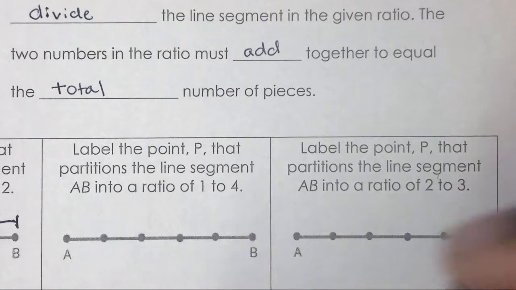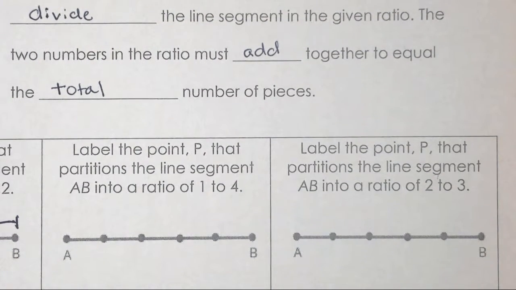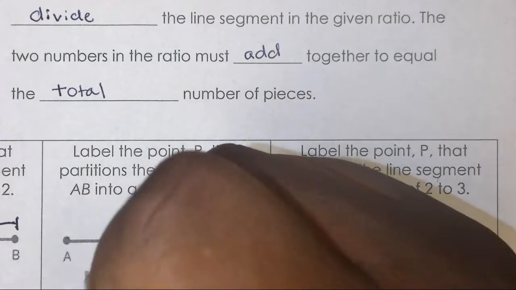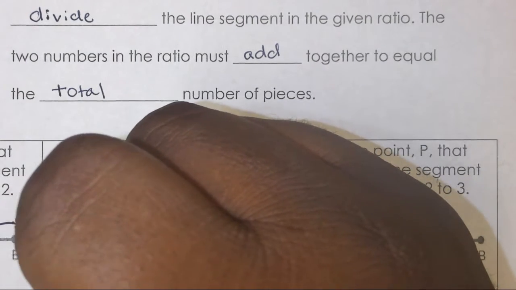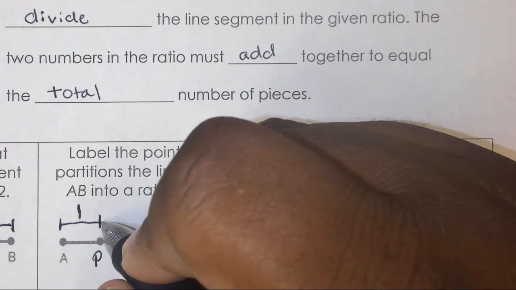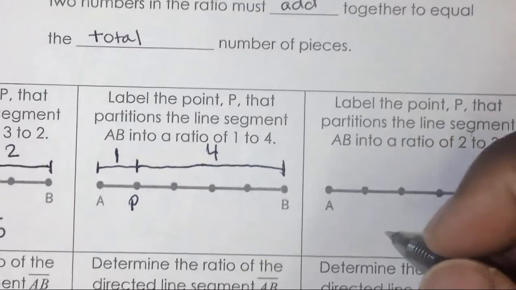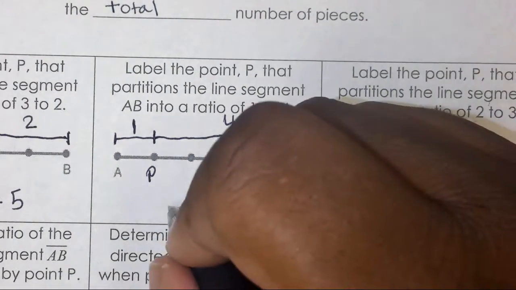The second one. It says label point P that it partitions the line segment AB into a ratio of 1 to 4. So put P where it's supposed to go. It's 1 to 4. From A to B. Point P should be here. 1 segment versus the other 4. Once again, your total number of segments, you can just add the 2 together. It's 5.